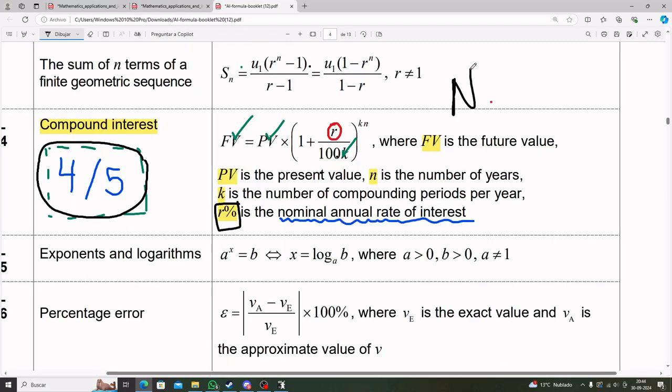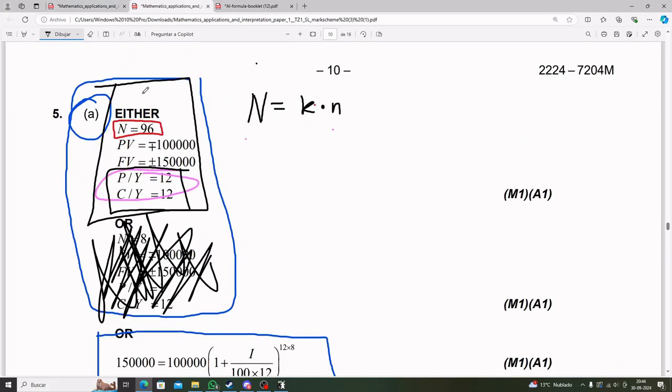So if big N is K times little n, then this is big N. Okay, that's the first observation I'm going to make. For this method up here, you need to proceed saying that big N is K times little n. And the other thing you need to establish is that P/Y equals C/Y, because they're both equal to 12, and you will treat both of them as K. And as long as you do that, you're good to go.